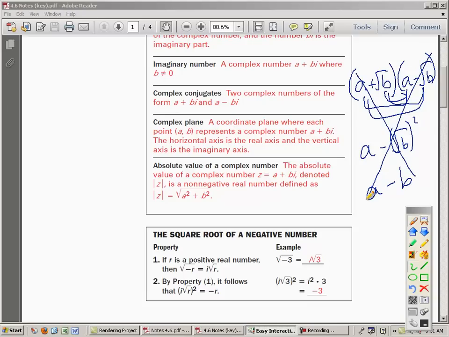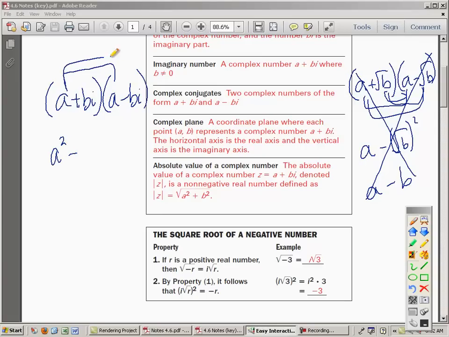The same idea here is that complex conjugates are a plus bi and a minus bi. And again, the reason for that is when we FOIL this out, we get a squared, and then a times negative bi is negative abi. bi times a is plus abi. And then on the end, you get positive times a negative, which is negative, b times b, which is b squared, and then also i squared. We'll deal with the rest of this and how this cancels out. But effectively, that goes away, and we'll deal with i shortly when we get down to this part down here.